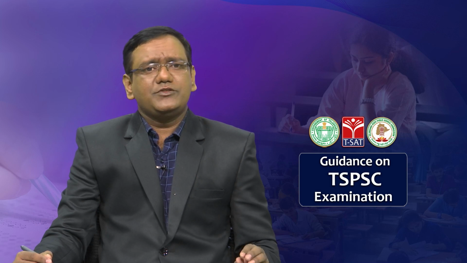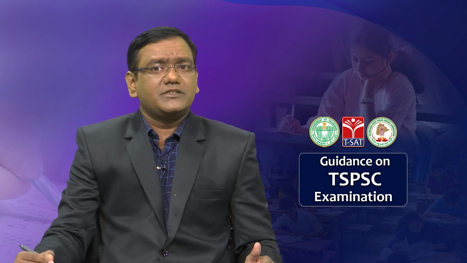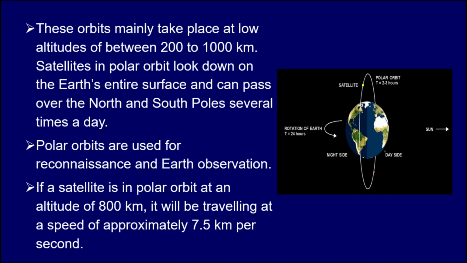Since these satellites in the polar orbit revolve around the Earth from north to south, they are used for reconnaissance and Earth's observation. If you want to observe the Earth several times in a day, we will be using these low Earth orbits that revolve in polar satellite orbits. If a satellite is in a polar orbit at an altitude of 800 kilometers, it will be traveling at a speed of approximately 7.5 kilometers per second.